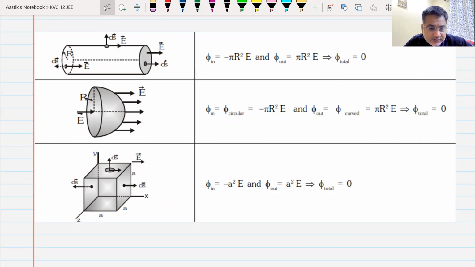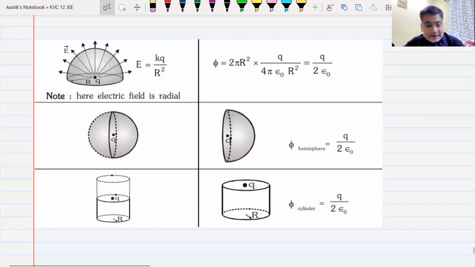Then these three. Again, I think I have covered them in the class. If not, you can just see them and understand what is happening here. I've covered this question when the charge was placed at the center of the hemisphere. I showed this question in two different ways. I showed you by the electric field, E into 2 pi r square. Now you can do it by the Gauss law.